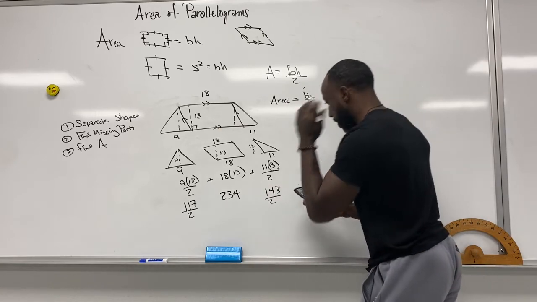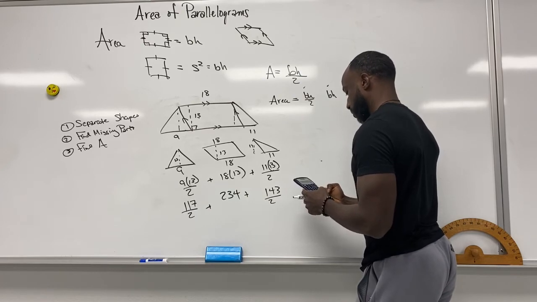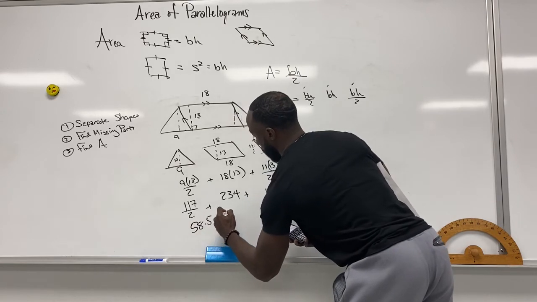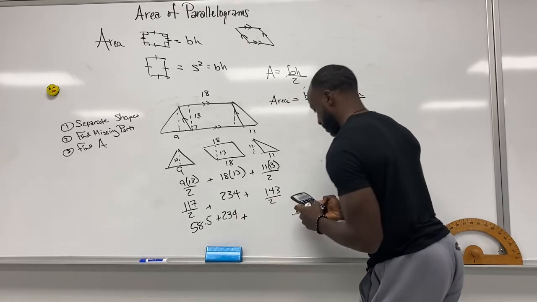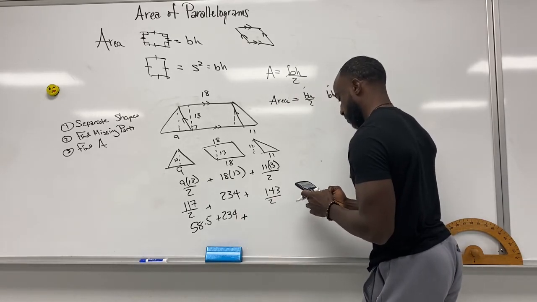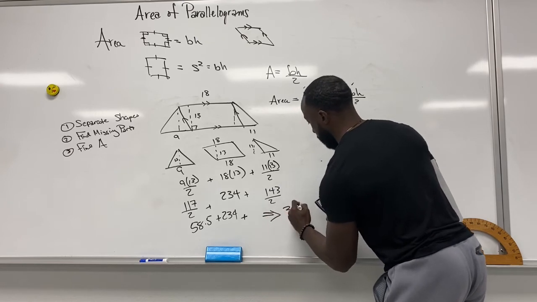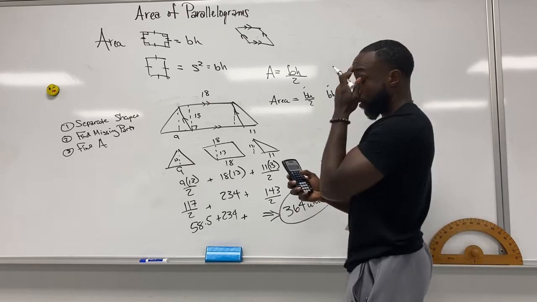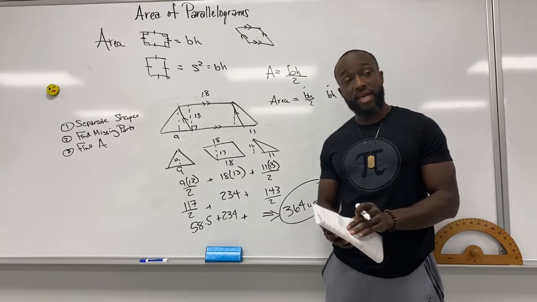All right, let's add all those together. So it's 117 over 2, which is 58.5, plus 234, plus 143 over 2, and we're going to get 364 units squared, right?